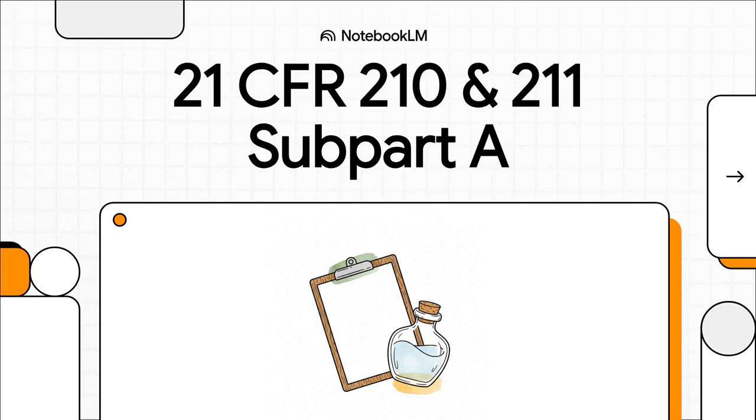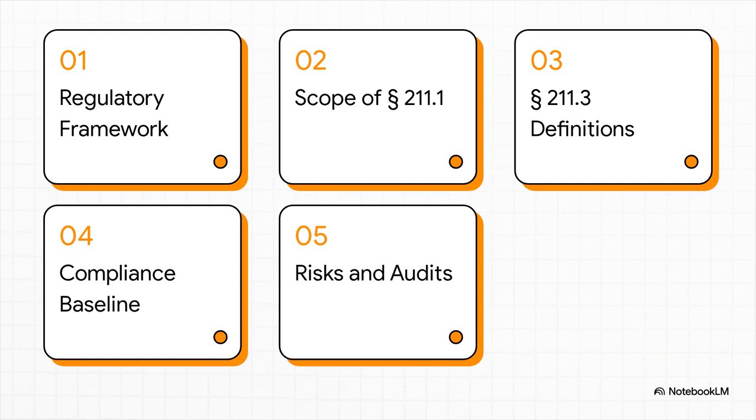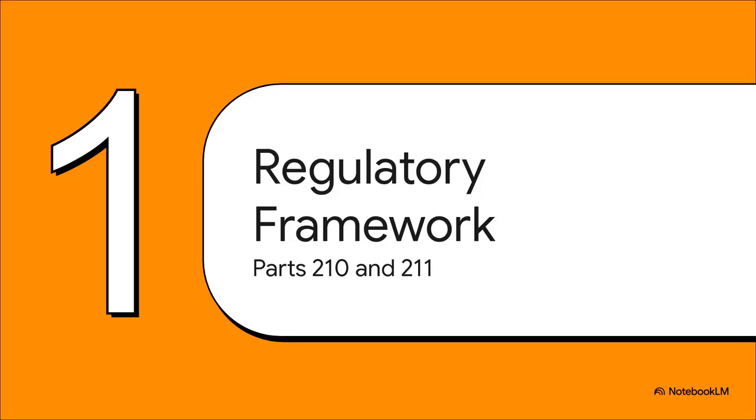Let's get into it. Here's our roadmap for today. We'll take a macro to micro approach, starting with the regulatory framework, before narrowing down into the scope of Section 211.1. Then we'll define our key vocabulary in Section 211.3, examine the compliance baseline, and finally look at operational risks and audits.